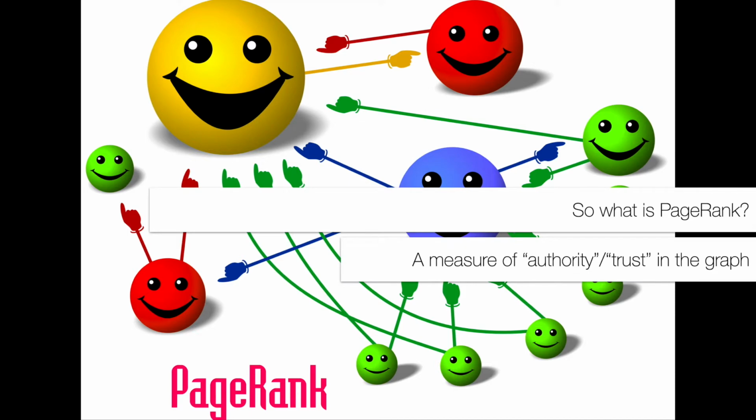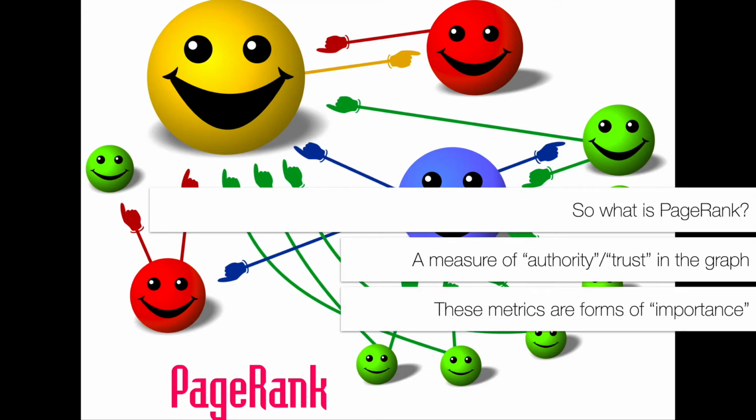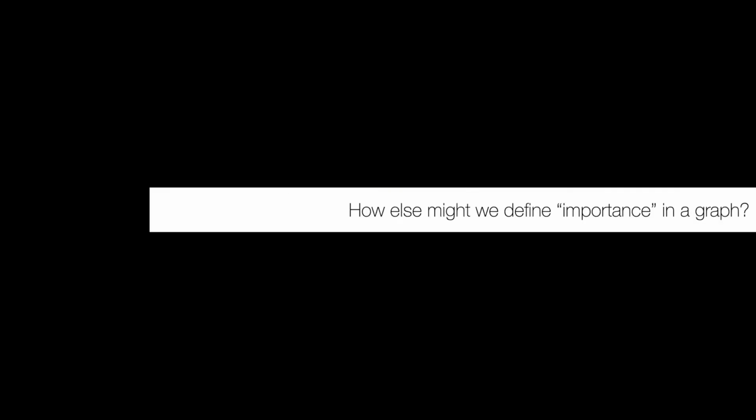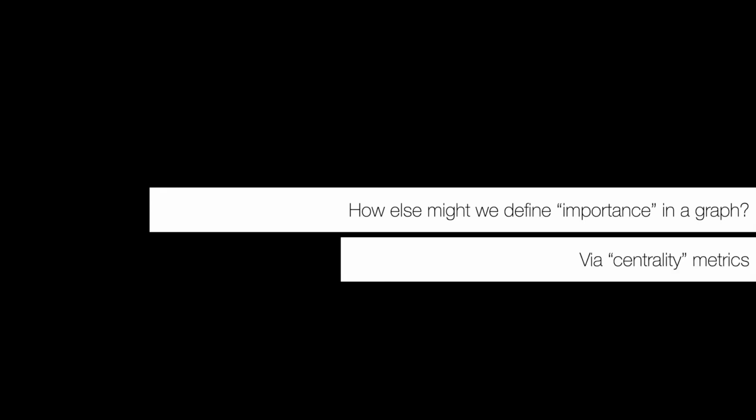In some sense, we can think about it as a measure of authority or trust in the graph. And the book talks about this as a method for identifying trustworthy pages. So these pages or nodes in the graph with high PageRank scores are in some sense more authoritative or more trustworthy. And really, these are just a form of identifying how important a particular node is to the graph or to our use case. But that may not be the only way that we define importance.